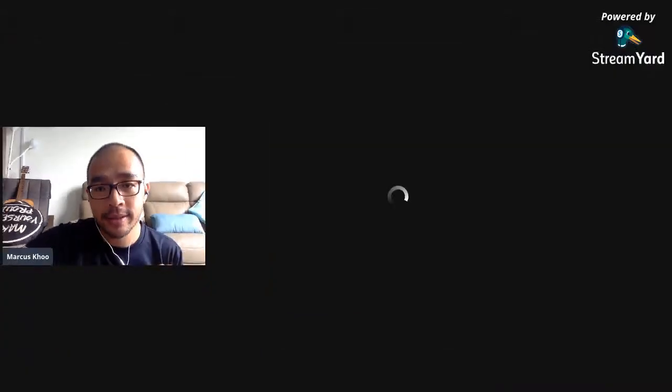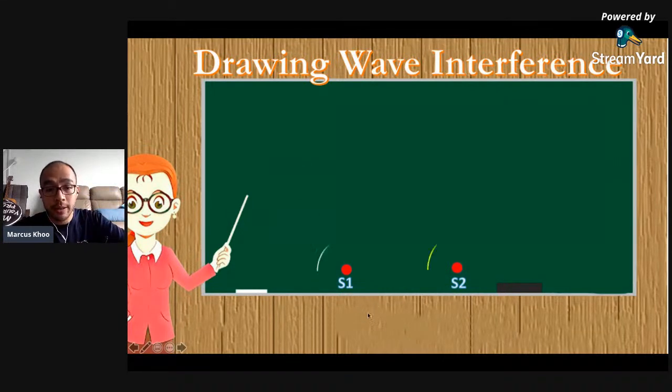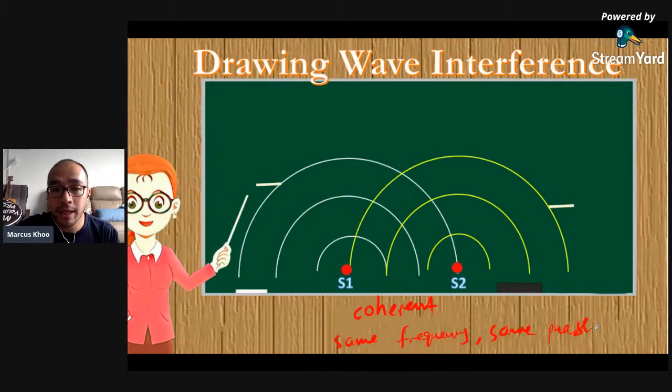Okay, so how do we draw an interference pattern? It's very simple. You have two wave sources here, and remember, the wave sources must be coherent. Coherent sources are sources where the waves have two things the same: the same frequency and the same phase.